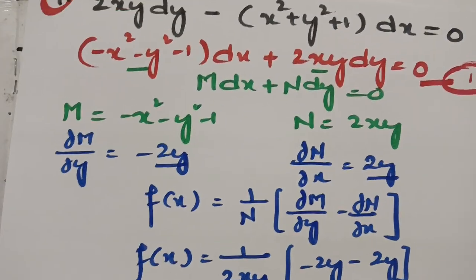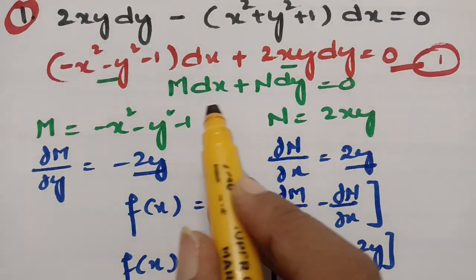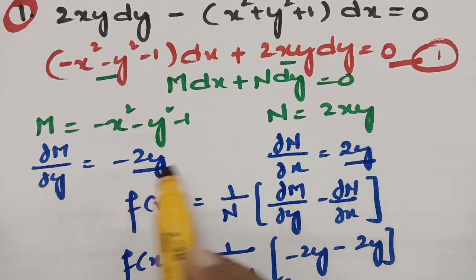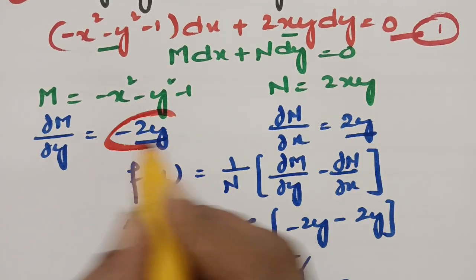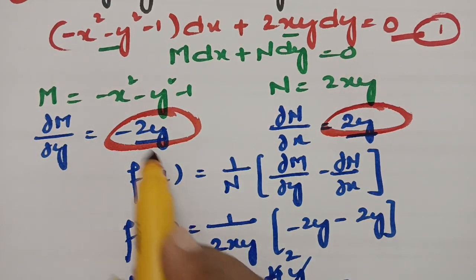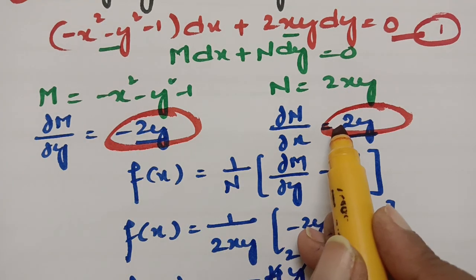Here, this is so simple to understand. First of all, we have to write it in the form of M dx plus N dy. We have to consider M and N, del M by del y and del N by del x. If you observe, these two are like terms here. So this is minus 2 and this is plus 2.